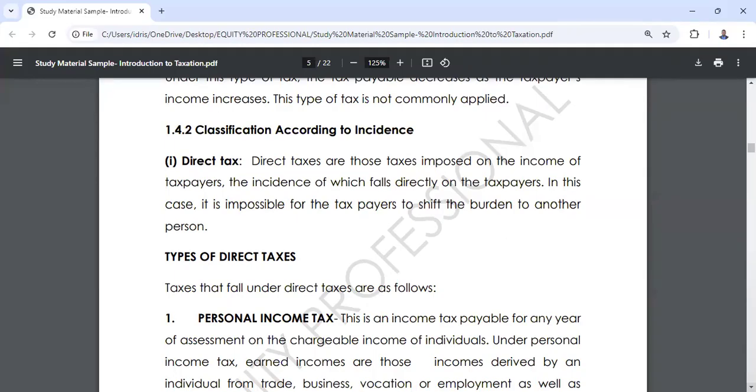Direct taxes are the taxes imposed on income. They are the taxes that are imposed on income or on profits.